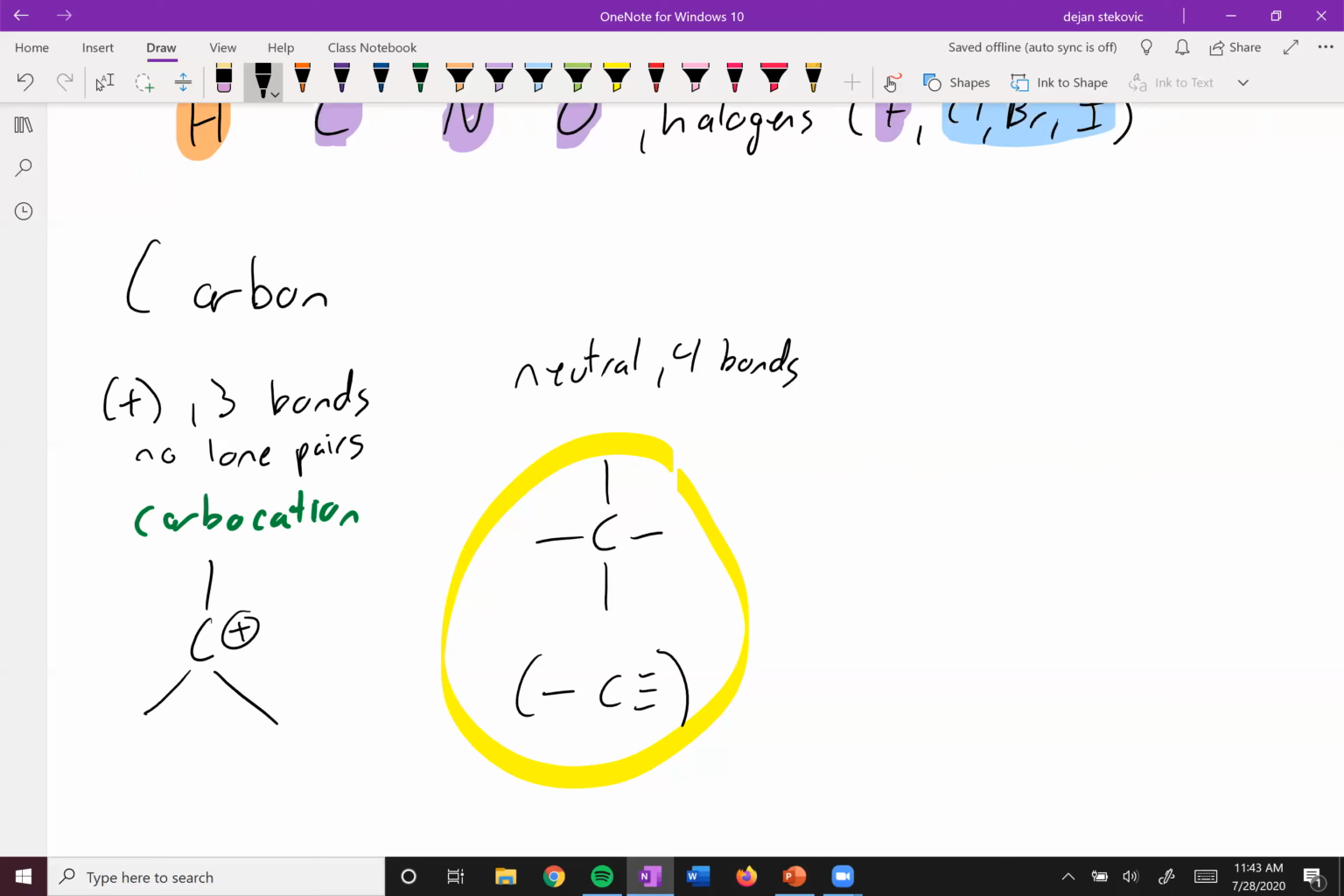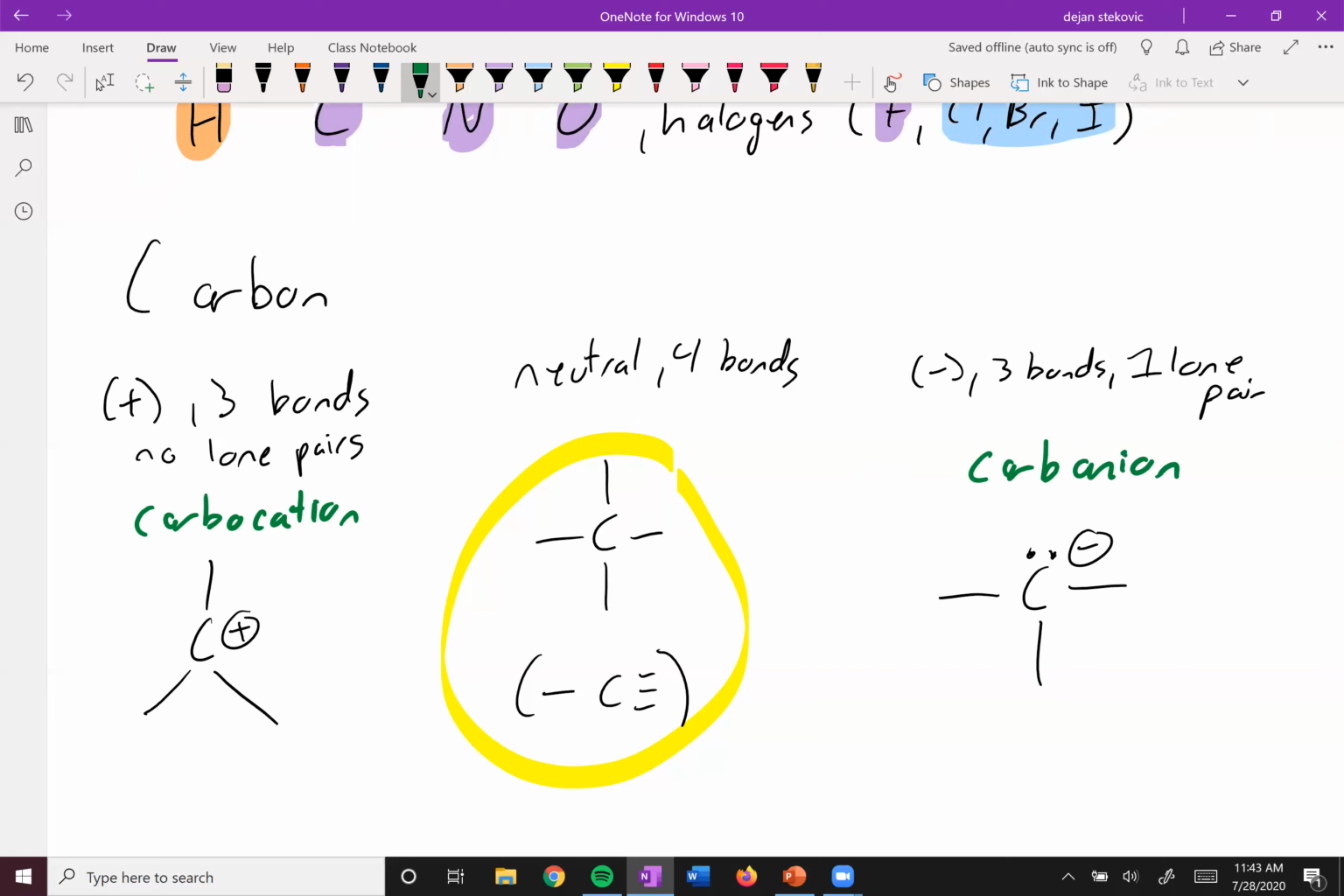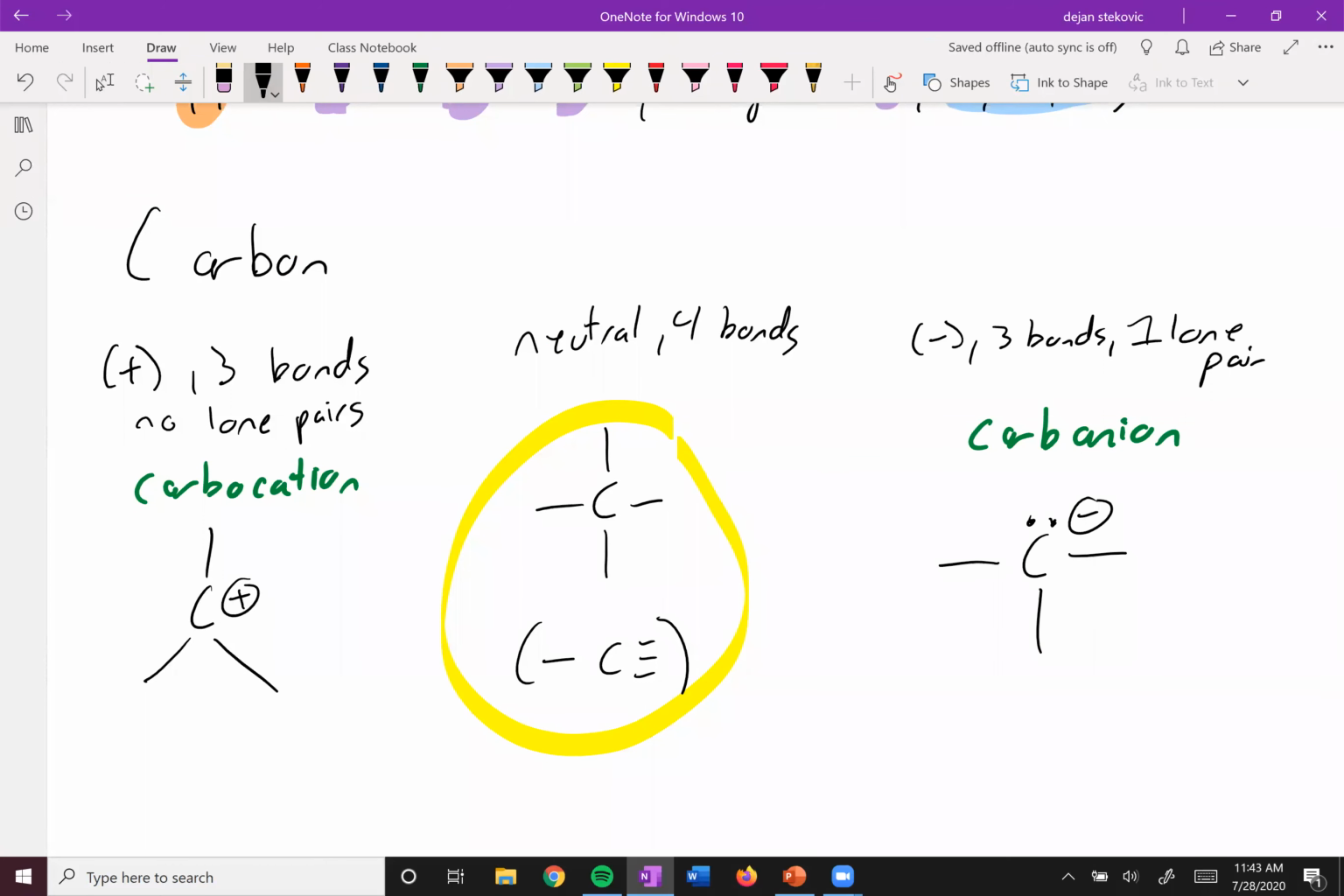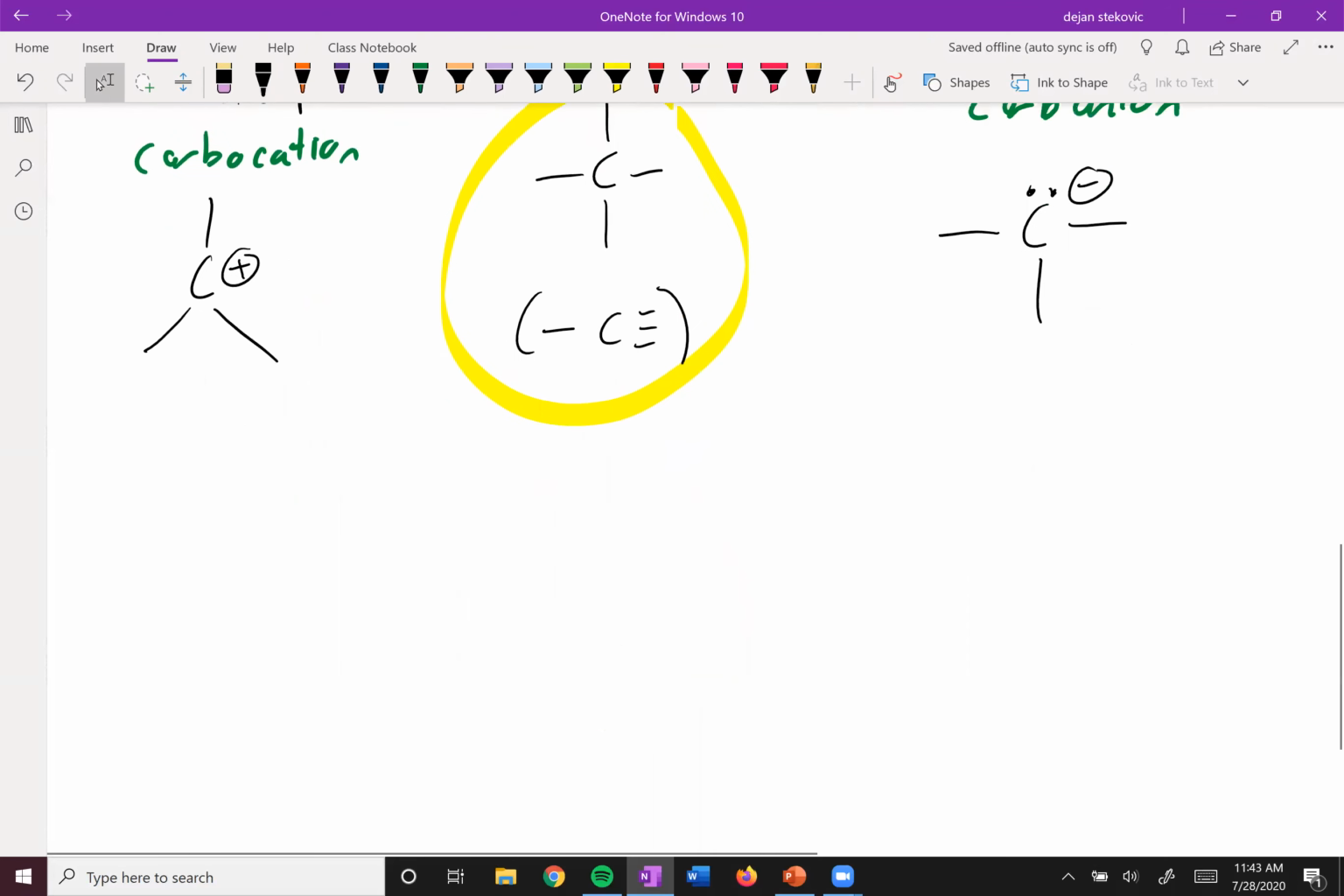The other way you could have carbon is to have a negative charge with 3 bonds and 1 lone pair. So carbon, 1, 2, 3 bonds, 1 lone pair. And then if you think about the formal charge, it has a negative formal charge. And so this is called a carbanion, right? Cation, anion, anion is negative. Cation is positive. There you go, right? So those are the 3 most common forms of carbon we will see in this course.